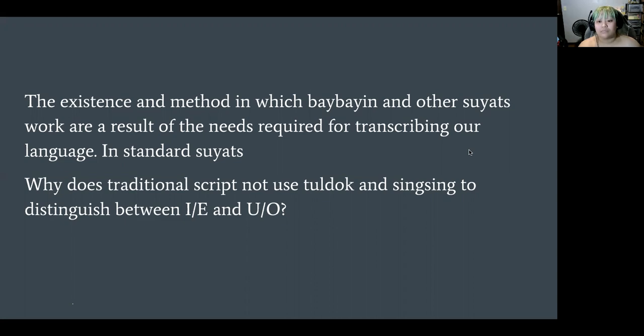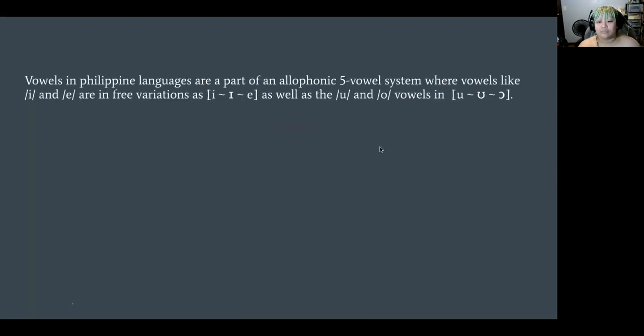Why does the traditional script not use dodok and sing-sing to distinguish between I and E? Here, vowels in the Philippine languages are a part of an allophonic 5-vowel system. 5-vowel system meaning we have typically 5 vowels: A, E, I, O, U. The vowel I and the vowel E are in free variation between each other, as well as the vowel U and the vowel O.